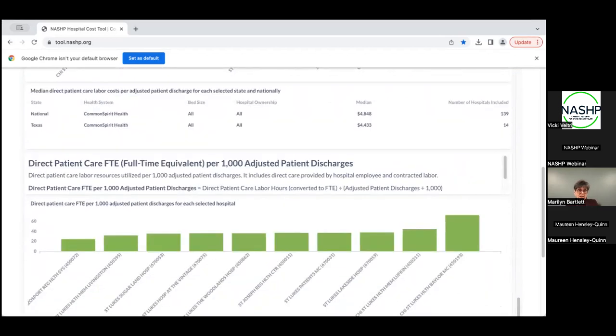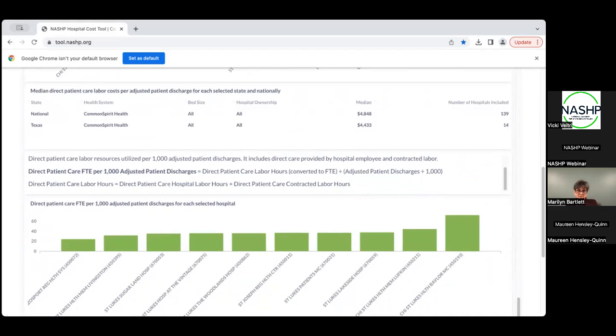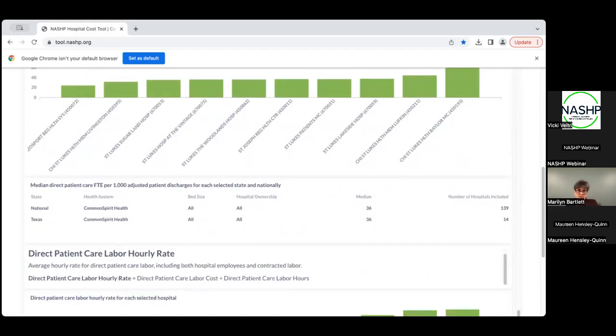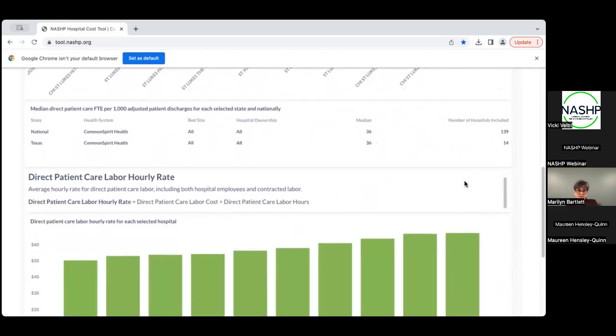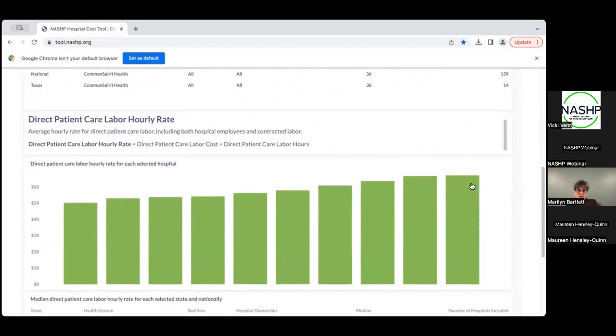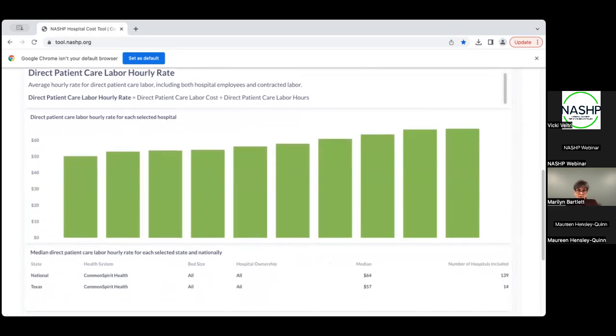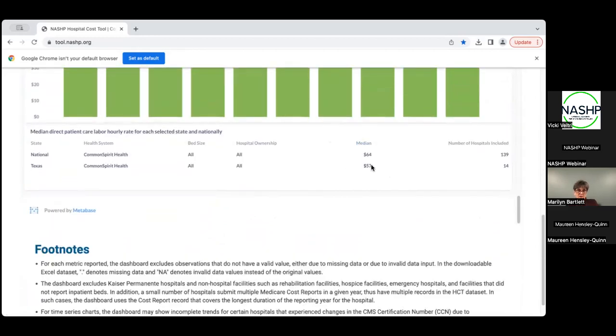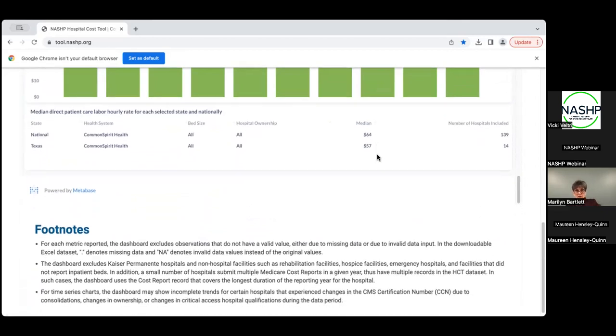Okay, direct FTEs per 1,000 discharge. They're right on their national median for the system. The hourly rates for direct patient care hourly rate. You can see that going up over time, which you would expect. Texas coming in a little bit lower than this, and that could be their heavy presence in California where wages might be higher.